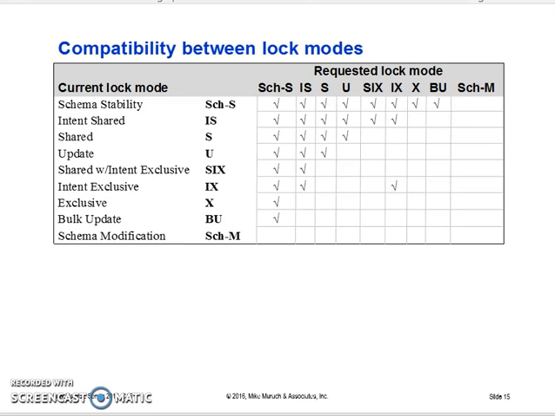For example, if a transaction has a shared lock on a table and another transaction requests an exclusive lock on the same table, the lock is not granted. The second transaction must wait until the first transaction releases its lock. You can read more about this in the textbook.